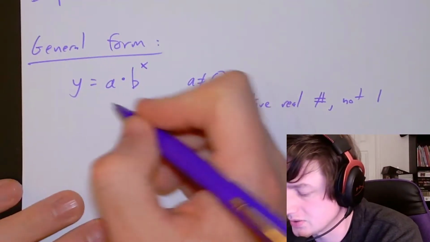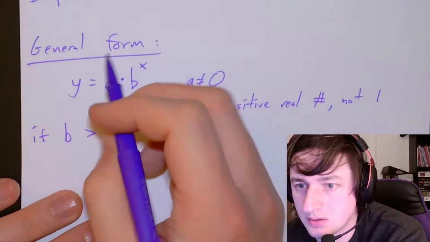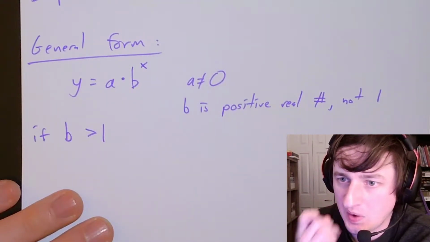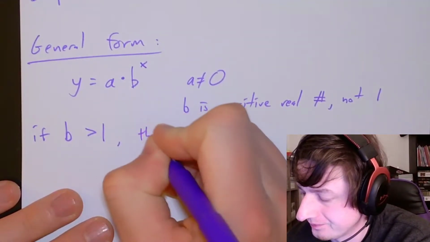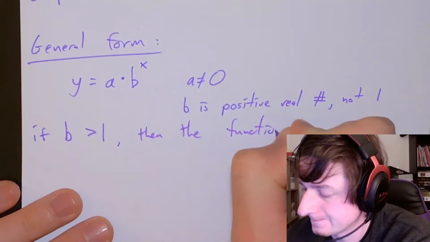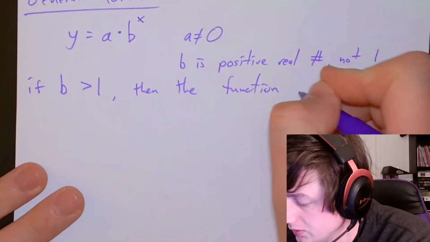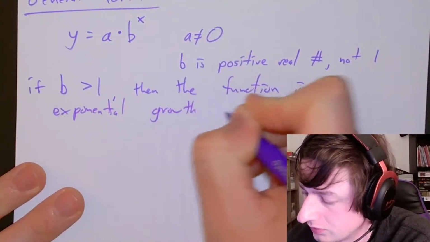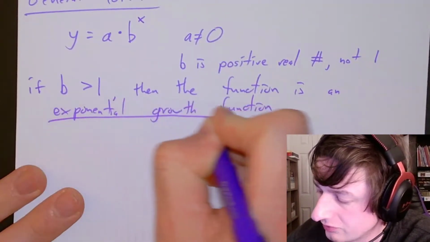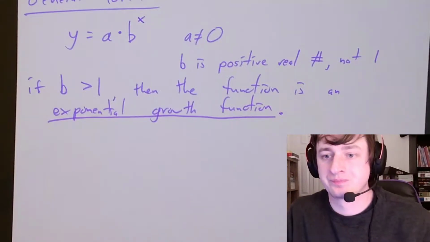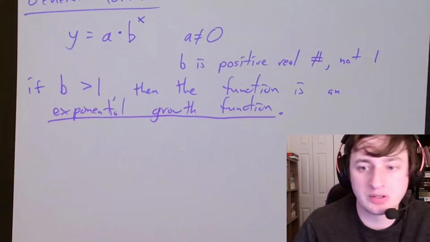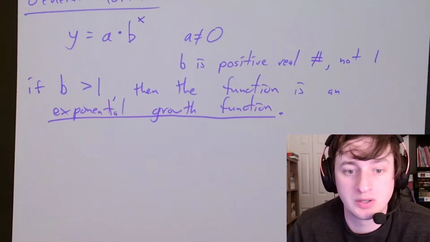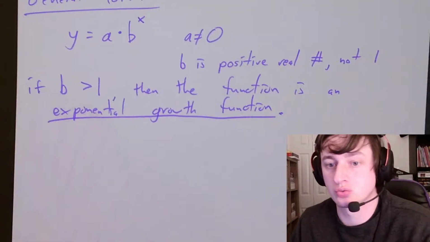Okay, and then we have two cases. If b is bigger than 1, then we'll have an exponential growth function. This is like the key phrase, exponential growth. So if b is bigger than 1, like 1.2, 1.8, 1.75, 3, all those numbers are bigger than 1, including the decimals, then we have an exponential growth function.